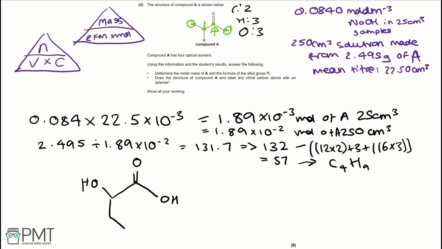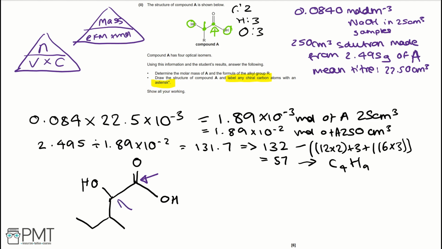So if we redraw compound A to answer the next bit of the question, which is talking about chiral carbons. So here I've drawn our R group of C4H9, and we need to label any chiral carbon atoms with an asterisk. A chiral carbon is a carbon with 4 different groups attached. If we start on the right and we look at this carbon, well, we've got a double bond attached to the oxygen. Any carbon with a double bond cannot be a chiral carbon. So it's not this carbon.